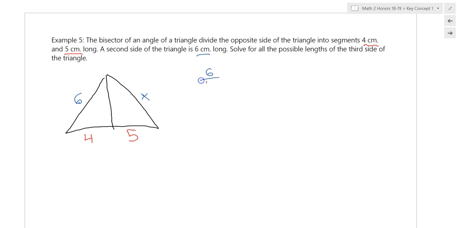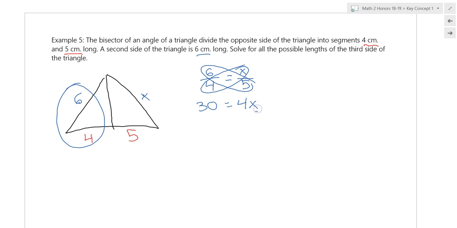So I have 6 over 4, the left side of the triangle, equals x over 5. Cross multiply, I have 6 times 5 is 30, equals 4x. Divide by 4. X equals 15/2, or that's 7.5. Either one.